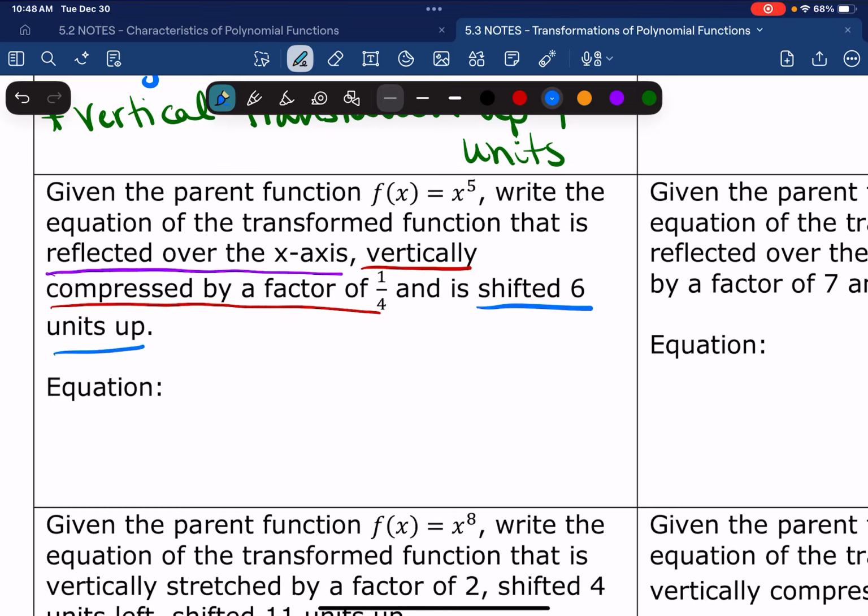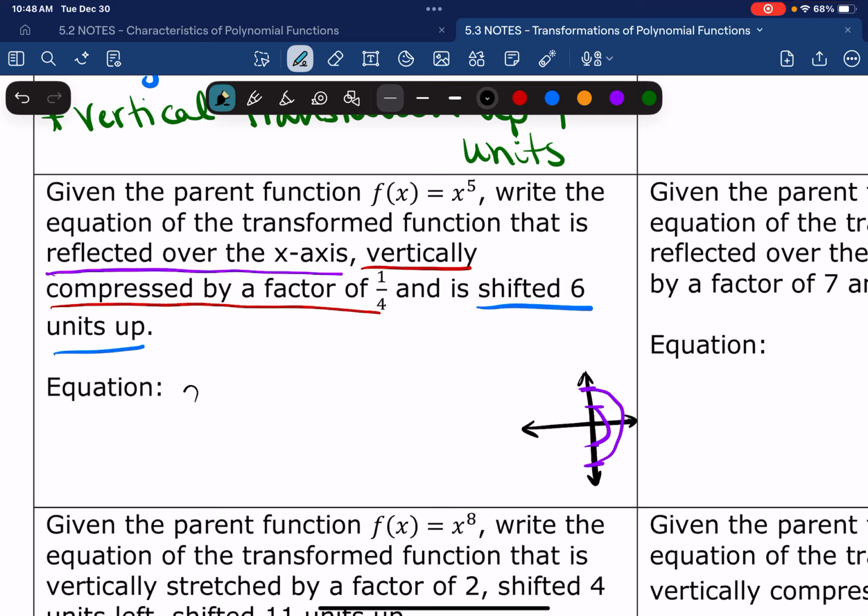So we have our parent function f of x equals x to the 5th power. If I want to reflect over the x-axis, let's look at that for a second. If I'm reflecting over the x-axis, that means I was a positive y and I become negative, or I was a negative y and I become positive, right? That's changing my y values. So a reflection just means I'm multiplying by a negative.